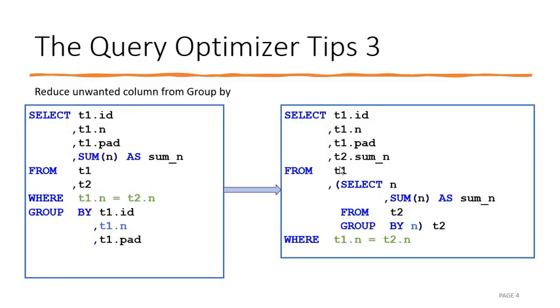And now we are joining T1 and T2 here in the where condition, and in the select statement we are fetching all the columns which were required in the previous select statement. So this way we can improve the performance of a select statement: reduce unwanted columns from the group by.